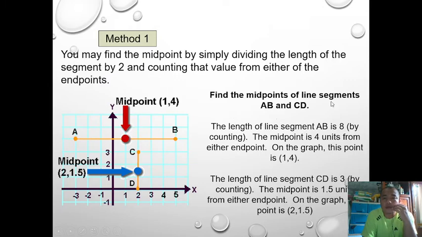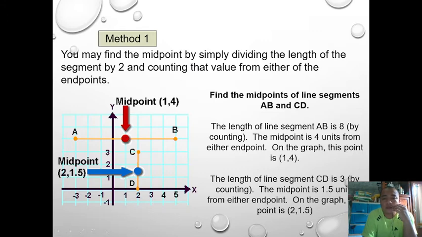Find the midpoints of line segments AB and CD. So the length of line segment AB is 8 by counting. Okay, 1, 2, 3, 4, 5, 6, 7, 8. The midpoint is 4 units from either endpoint. So 1, 2, 3, 4. This is the midpoint of AB, which is located at (1, 4). I mean, the coordinates of the midpoint are (1, 4). So on the graph, this point is at (1, 4).